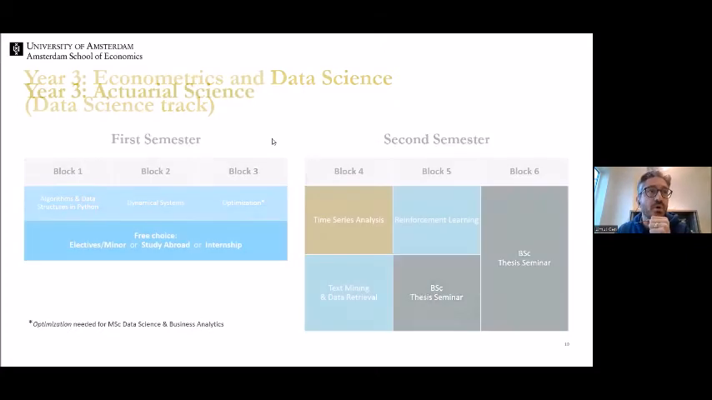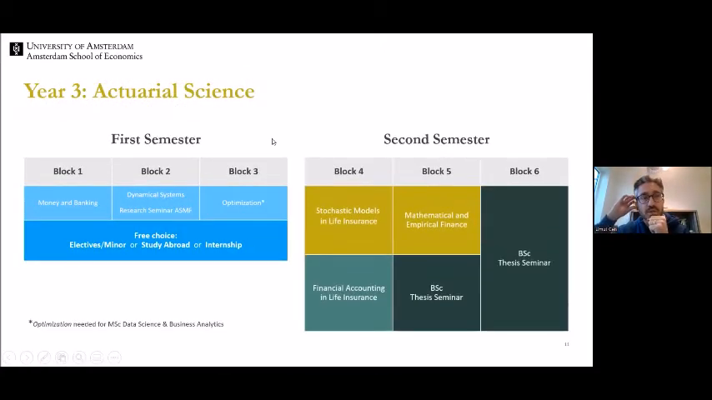And finally, if you go for actuarial science in your year 3, the first semester looks essentially the same because it's flexible. Once again, there are some suggested electives that you can see here, but you are free to choose whatever courses you like in the first semester. And you have the options to study abroad or do an internship as well.